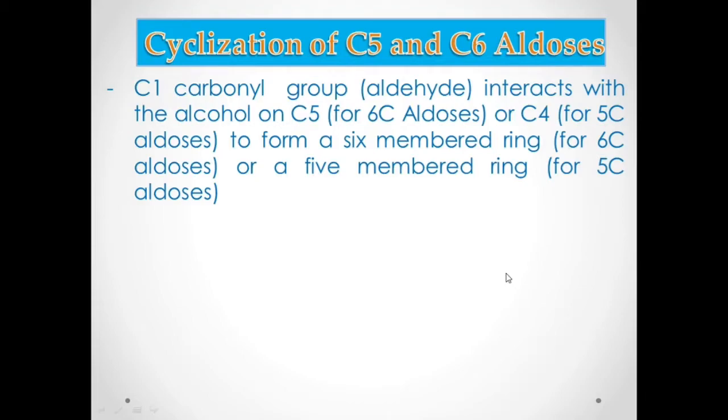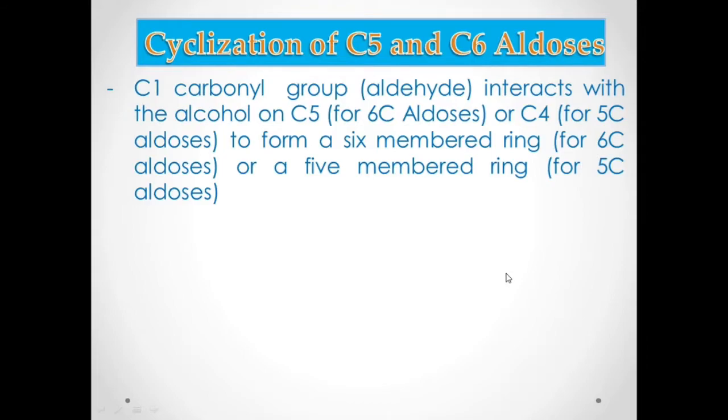Remember that carbon 5 in the hexoses is the one that determines whether the sugar is D or L. Remember that, okay? Because that is the chiral carbon that is farthest away from the most oxidized group, which is found in carbon 1. So this is the first reaction for those hexose sugars: your carbon 1 will interact with the alcohol on carbon 5.